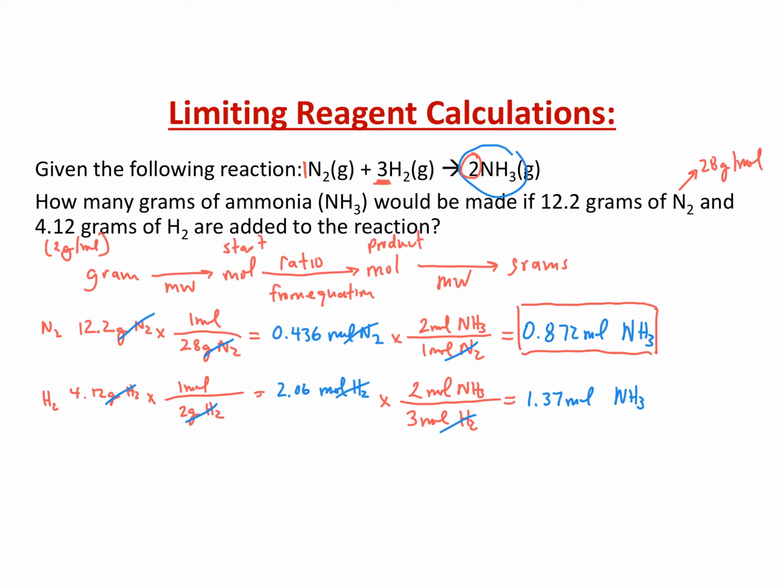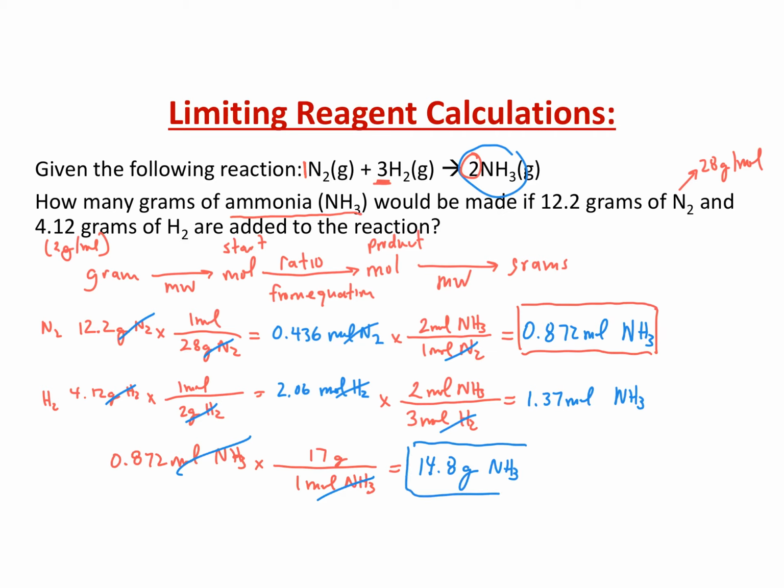But we're not done there, because the question asked for how many grams of ammonia we made. So I found the moles. I've got the last step. I need to go from moles of product to grams. So I have 0.872 moles of ammonia. Nitrogen is 14, hydrogen is 1 each. So for every 1 mole of ammonia, I would need 17 grams of ammonia. In my dimensional analysis, moles of ammonia cancel out, and I would expect to make about 14.8 grams of ammonia in this reaction.